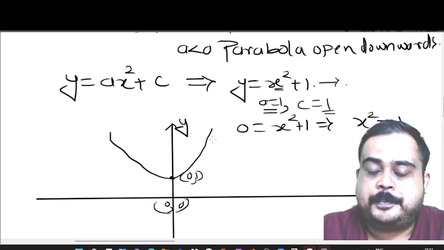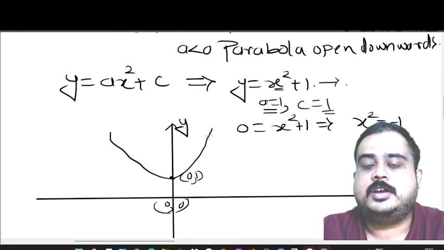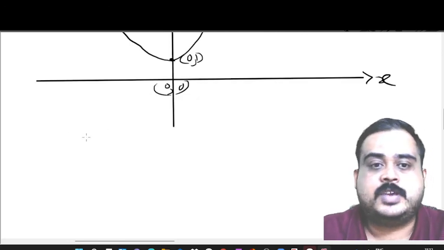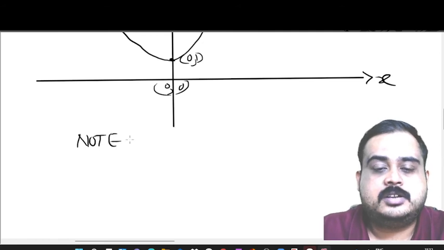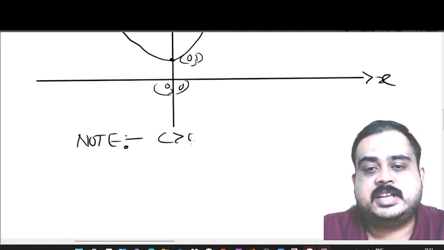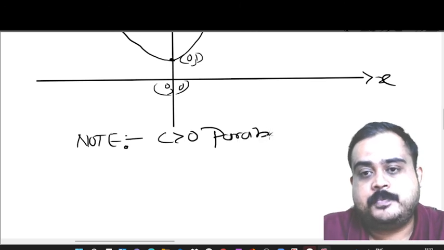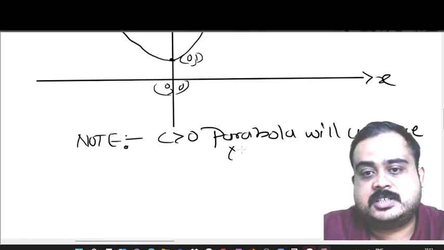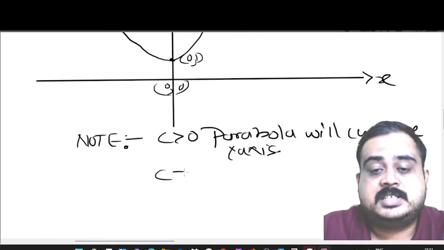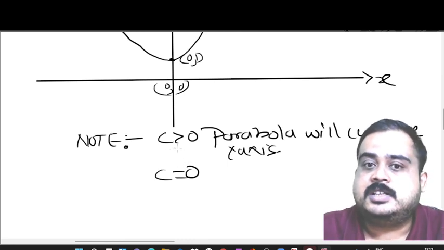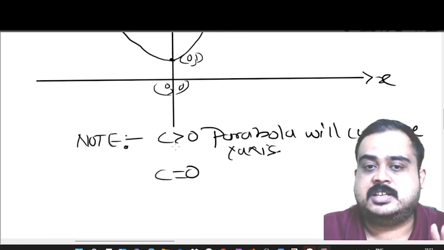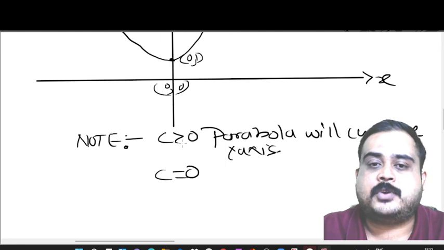So up till now we have learned two important inferences. The significance of a we have already seen. Now let us write down the significance of c. Okay, again note down the significance of c. So when c is greater than 0, the parabola will cut the positive y-axis. So what is the significance of c? c decides where the parabola will cut the y-axis. When c is greater than 0, the parabola is cutting the positive y-axis.